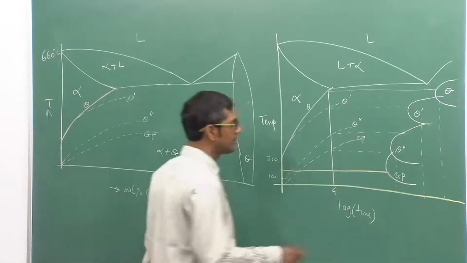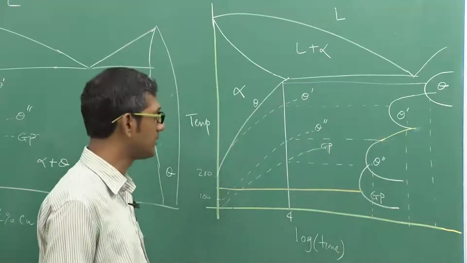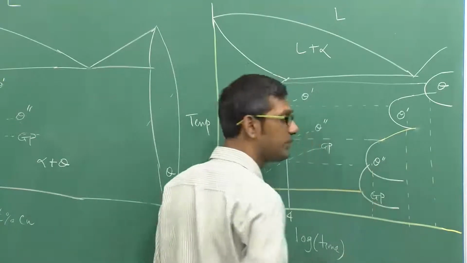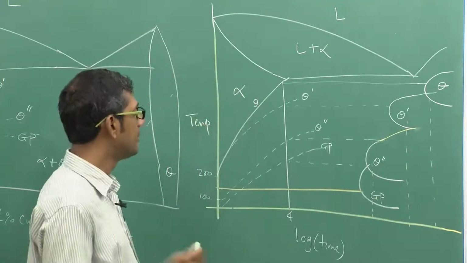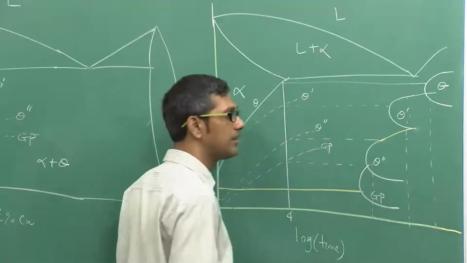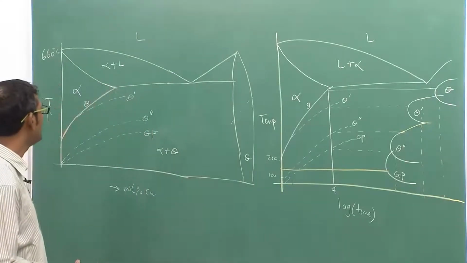So obviously, as you have seen, only getting GP zones will not give the best properties. You must have a combination of theta double prime and GP zones in the microstructure. So depending on your need, you can choose different heat treatment cycles. This is very important in the sequence.